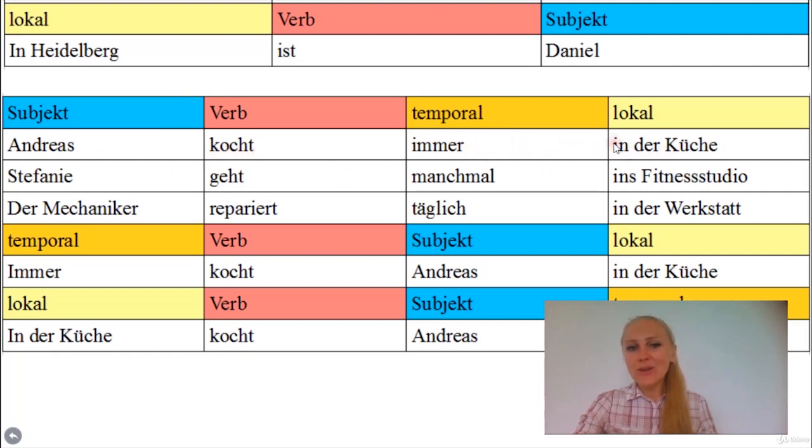And please don't always try to translate it word by word from English to German, or from German to English, because that makes it much more complicated for you. You should just accept the fact that German is a different language, although there are many similarities between German and English. But you cannot compare them completely with each other. Because in English it would be Andreas cooks always in the kitchen, which wouldn't sound that good in English. But in German, this is the word order. Okay, subject, verb, then comes the time, and then the location.